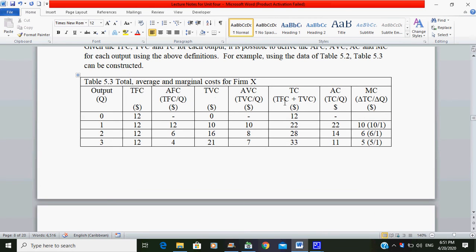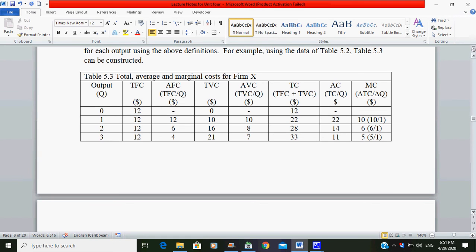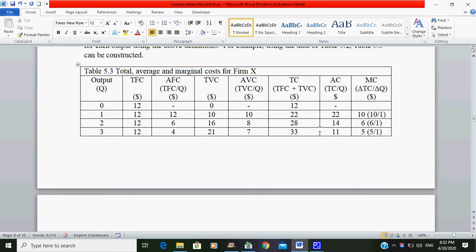Total cost now is what? TFC plus TVC. And then average cost now would equal total cost divided by quantity. In this case, it will be 12 divided by 0 gives you 0, 22 divided by 1 gives you 22. Or you could have added what? Average fixed cost and what? Average variable cost to get you the what? Average cost. Good. Alright, so 28 divided by 2 gives you 14, 32 divided by 3 gives you what? 11. That's for average cost, right?